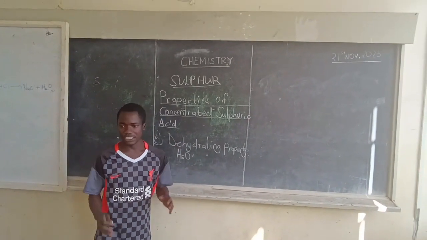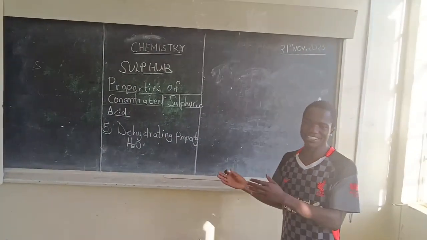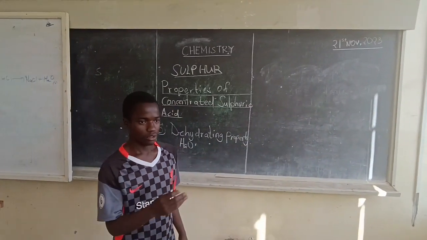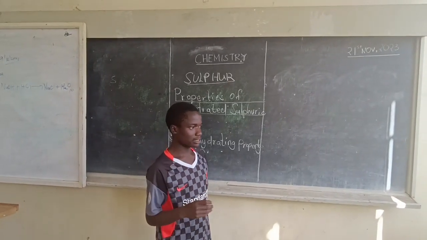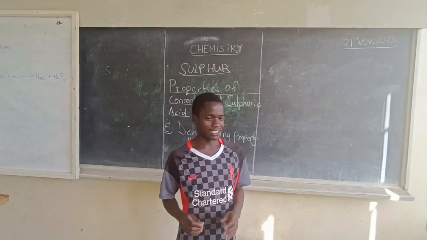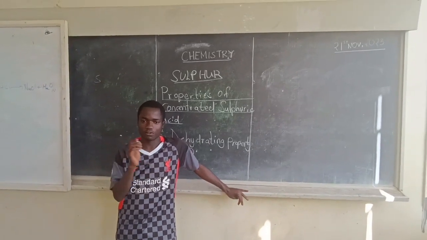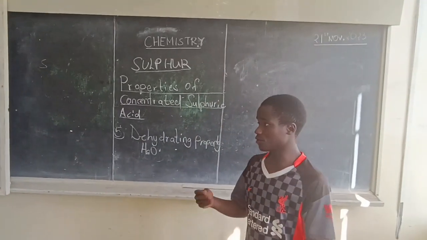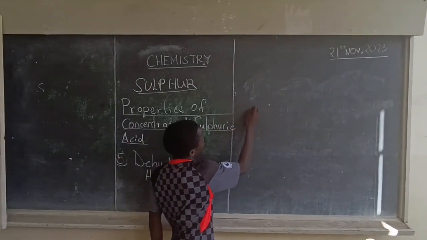Now, this dehydrating property, if you apply it on some substances, for example sugar, or ethanol, if you apply sulfuric acid to those substances, then the acid will remove or eliminate water from the substance. And a good example is sugar.